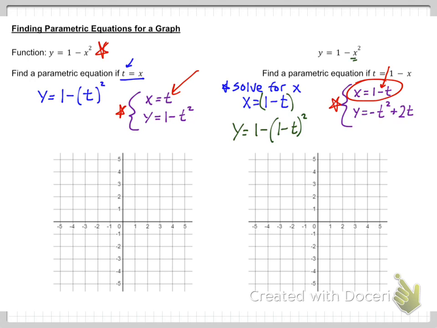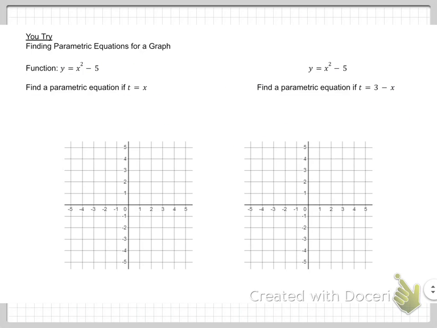And I would encourage you to graph both of those. I left graph paper here for you. Graph both of those so that you can see what I'm talking about, how one goes in one direction and the other one moves in the other direction. And those are both giving you the same original function, but traveling the path in different directions based on that original t that was given to us. All right, go ahead and try this one on your own.